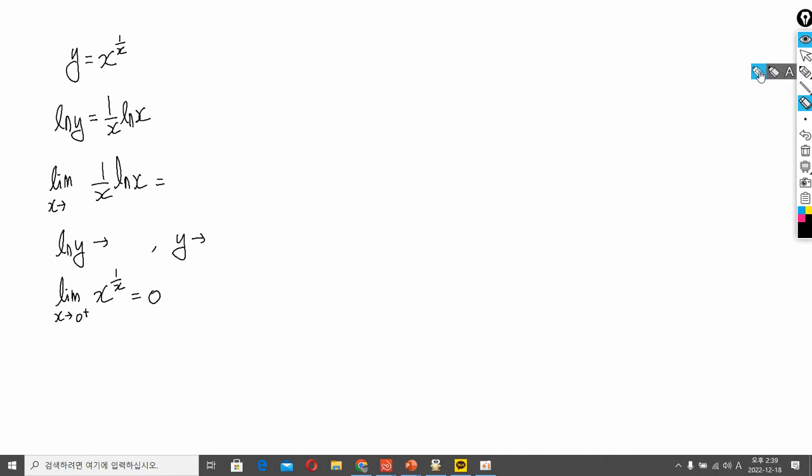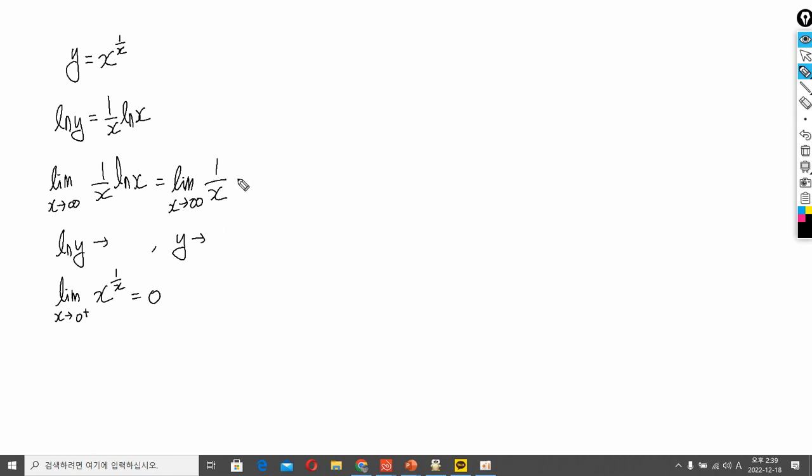So in this case, when x goes to positive infinity, we can use L'Hopital's rule because both the numerator and denominator go to positive infinity. So if we differentiate, the denominator is 1 and the derivative of ln x is 1 over x.